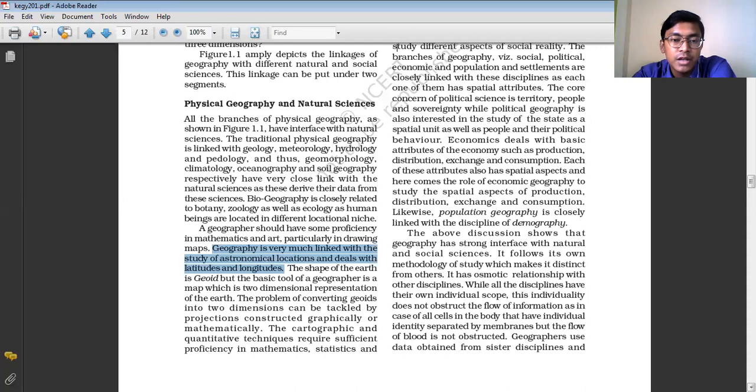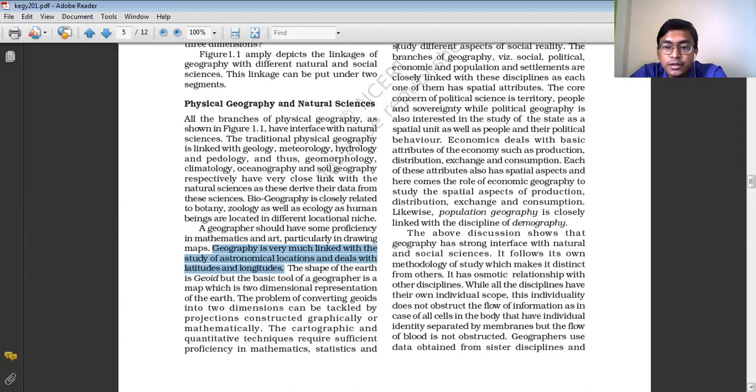So this is how geography is closely interlinked with the branches of science, with the main branches of natural science actually. So this is about the relation of geography with the natural science subjects.